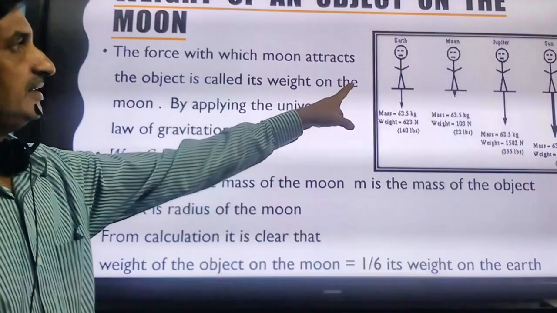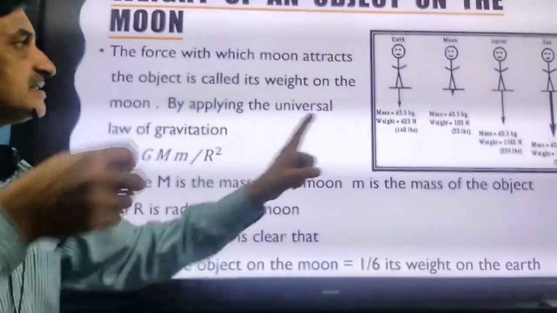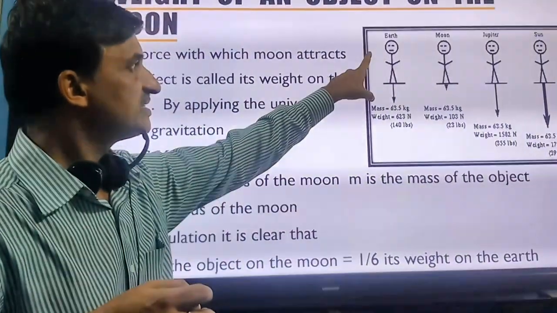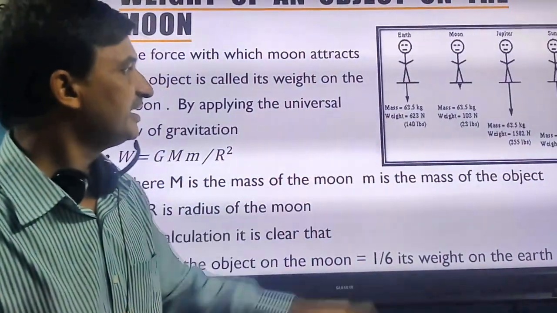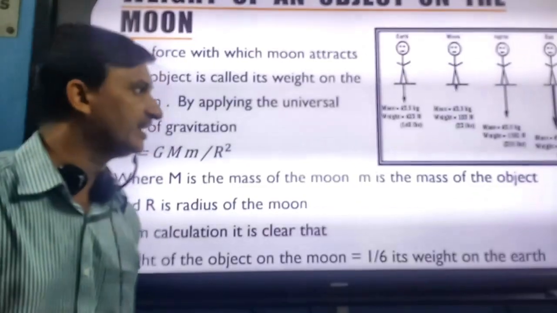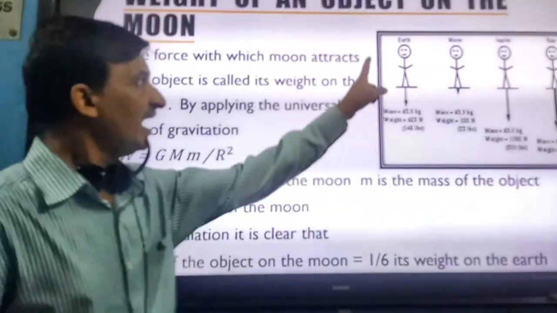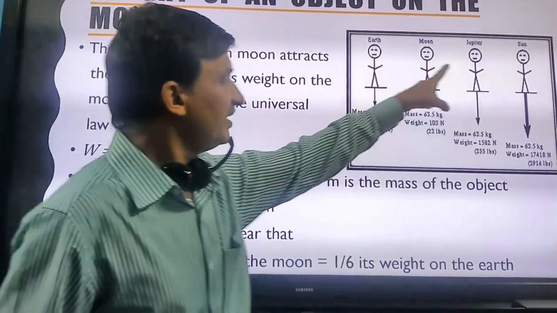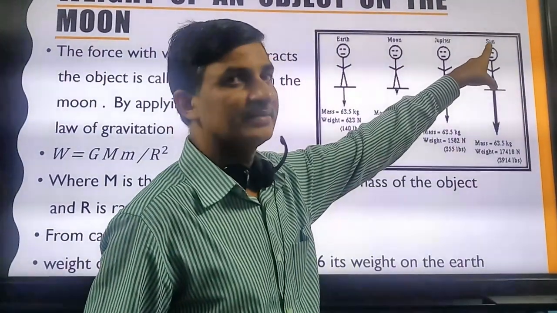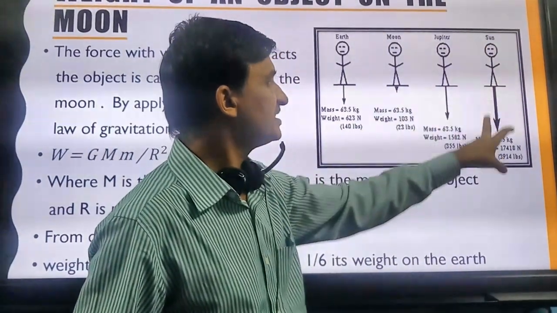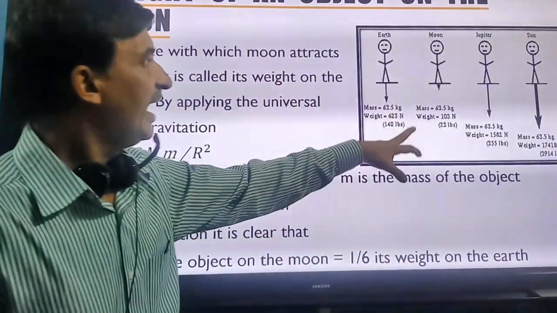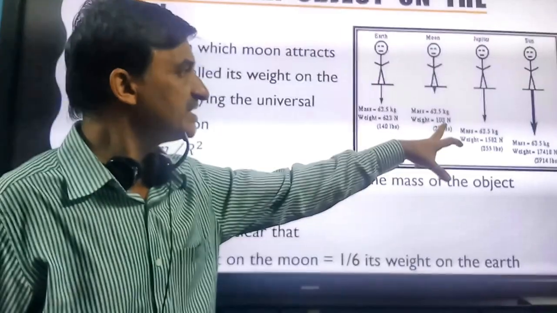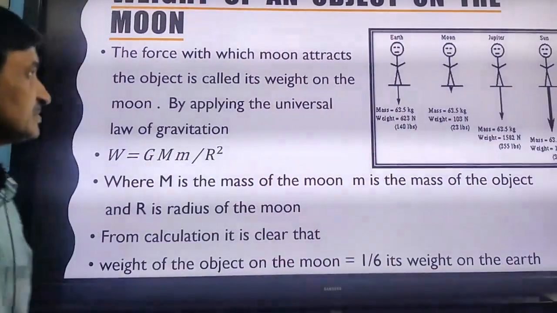Weight of an object on the moon. Here in this picture we are seeing the mass of the body is the same on all these four astronomical bodies: earth, moon, Jupiter, sun. Mass is the same, but the weight of the body is different. It depends on the mass and radius of the astronomical body. In these four figures we are seeing the sun has a very large mass. That's why the weight of the body is maximum out of all these four, and the weight of the same body is the least on the moon. So weight varies from place to place.